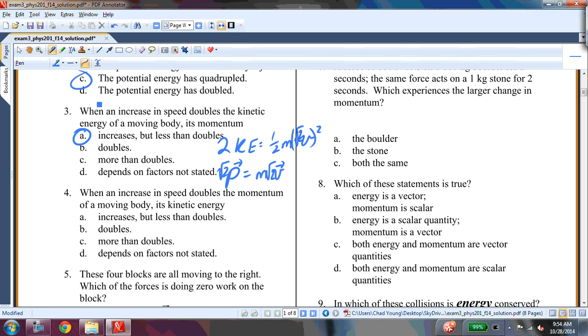When an increase in speed doubles the momentum, its kinetic energy more than doubles, because, well, p is equal to mv. If I double the momentum, that means I've doubled the speed. And if I double the speed, as we've already seen, I quadruple the kinetic energy. If I double this, I get a factor of 4 over here.